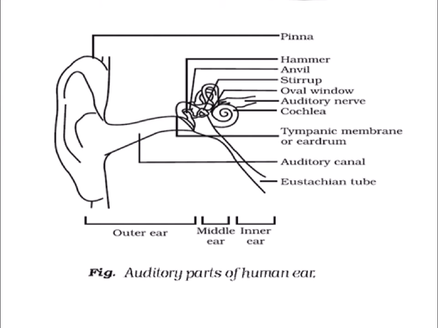Our human ear can be divided into three parts: outer ear, middle ear and inner ear. In the outer part there are two parts again. The outer ear, whatever we see as ear, that part we see externally, is known as pinna, which helps us to collect the sound waves from the surroundings, and it will allow them to pass through another part known as auditory canal.